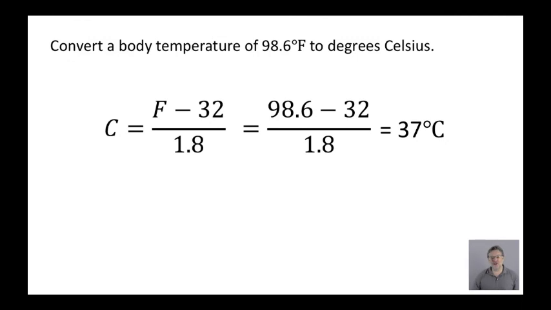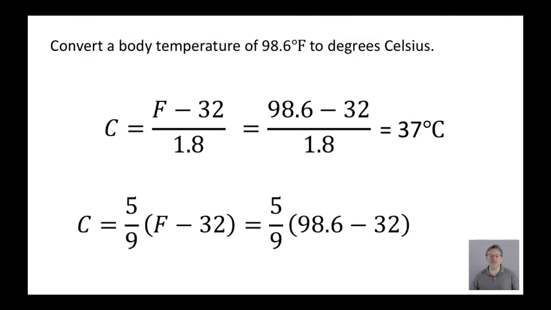We could also do this using the other form of the equation, the one that has a fraction in it, and we'll get the exact same answer here. We're subtracting 32 from 98.6, then multiplying by 5, then dividing by 9. And the result, again, is the same, about 37 degrees Celsius.